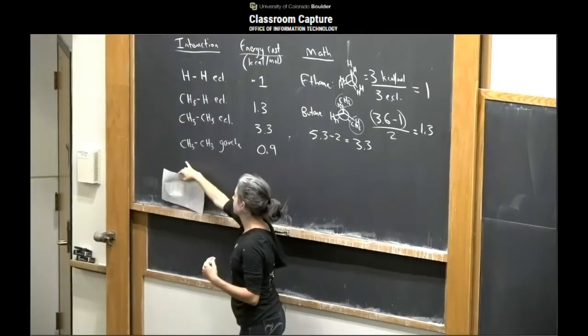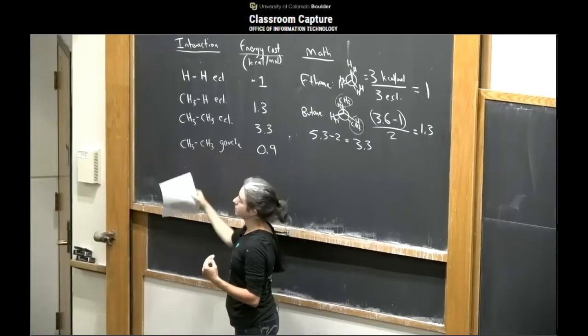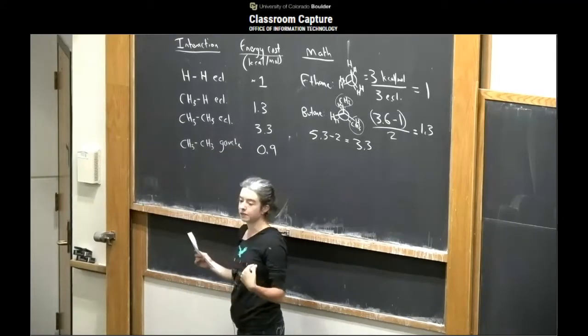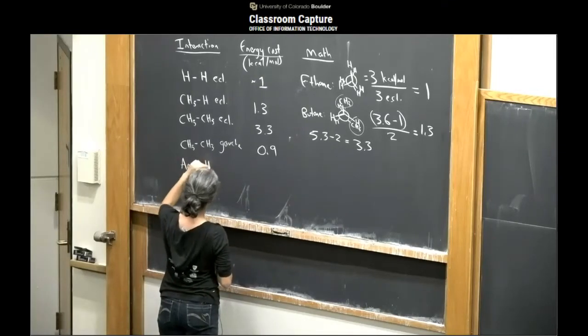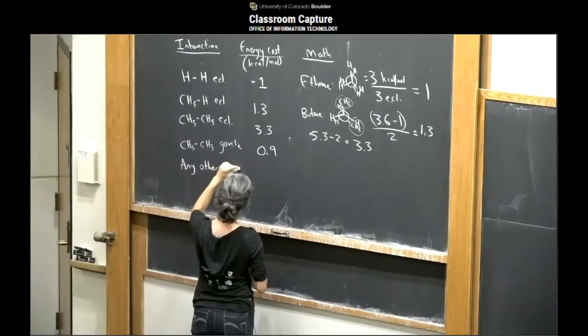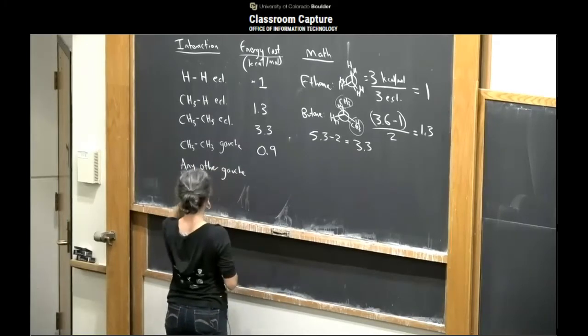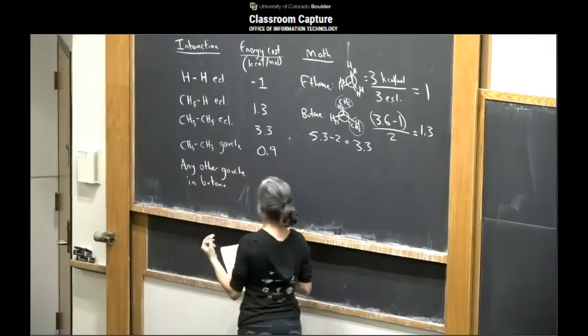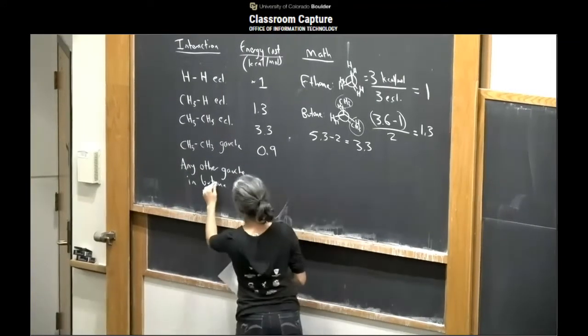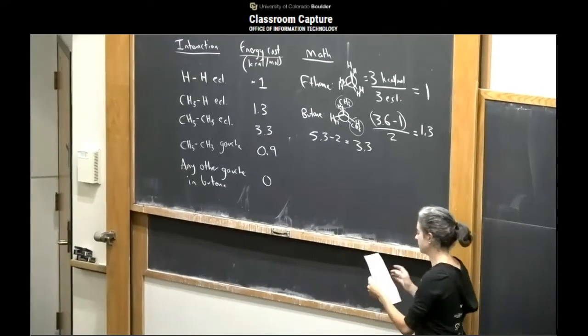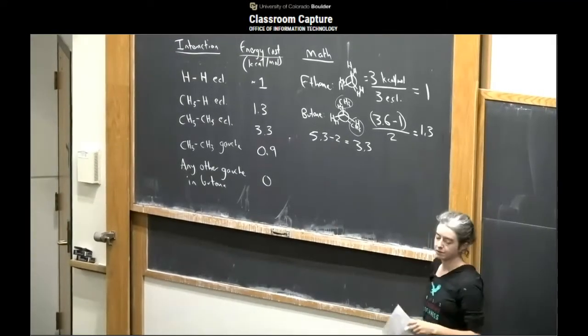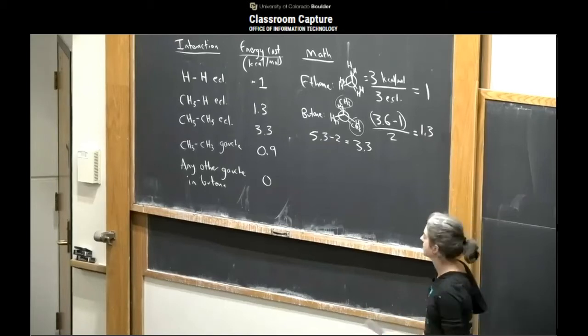Just in case you're wondering, methyl-methyl is the only gauche interaction that's actually big enough to cost you energy, so I may as well add in one more row here, for any other gauche interaction in butane. Like HCH3 gauche or HH gauche, we know is going to be 0, because the projections where we have a bunch of other gauche type interactions going on work out to be 0 energy.